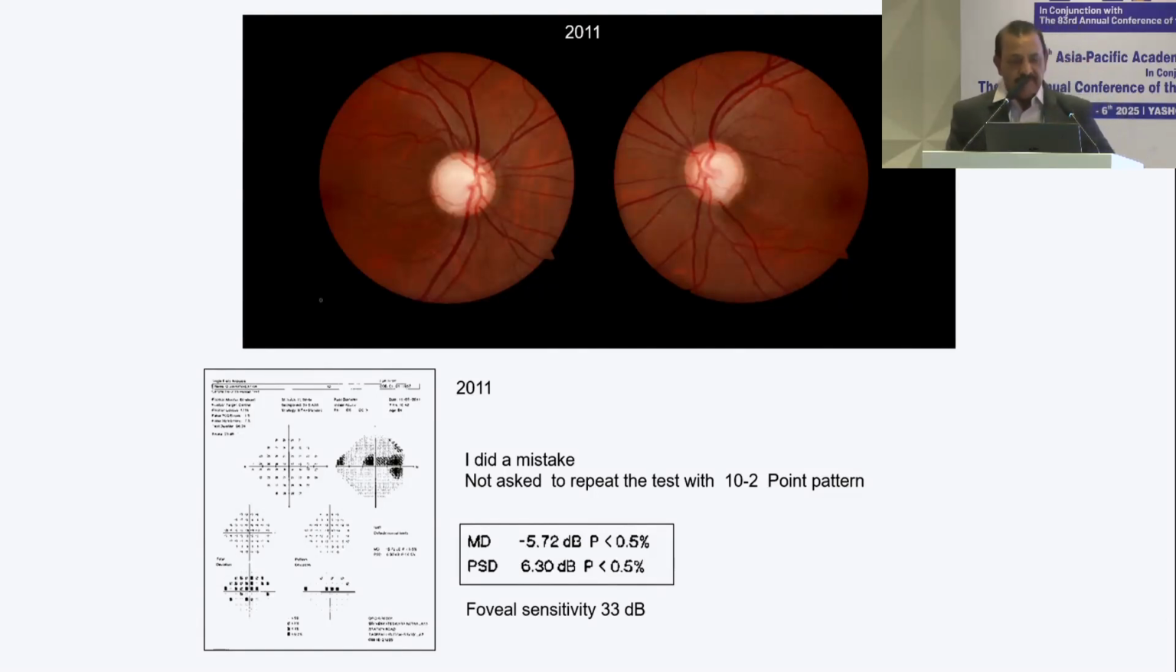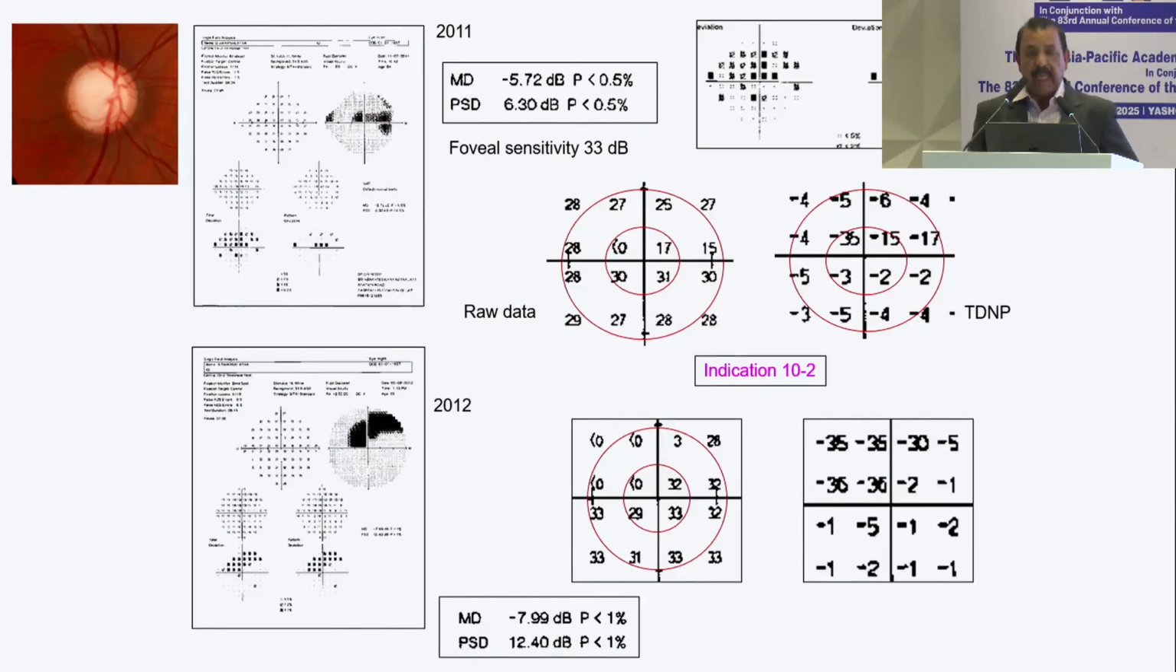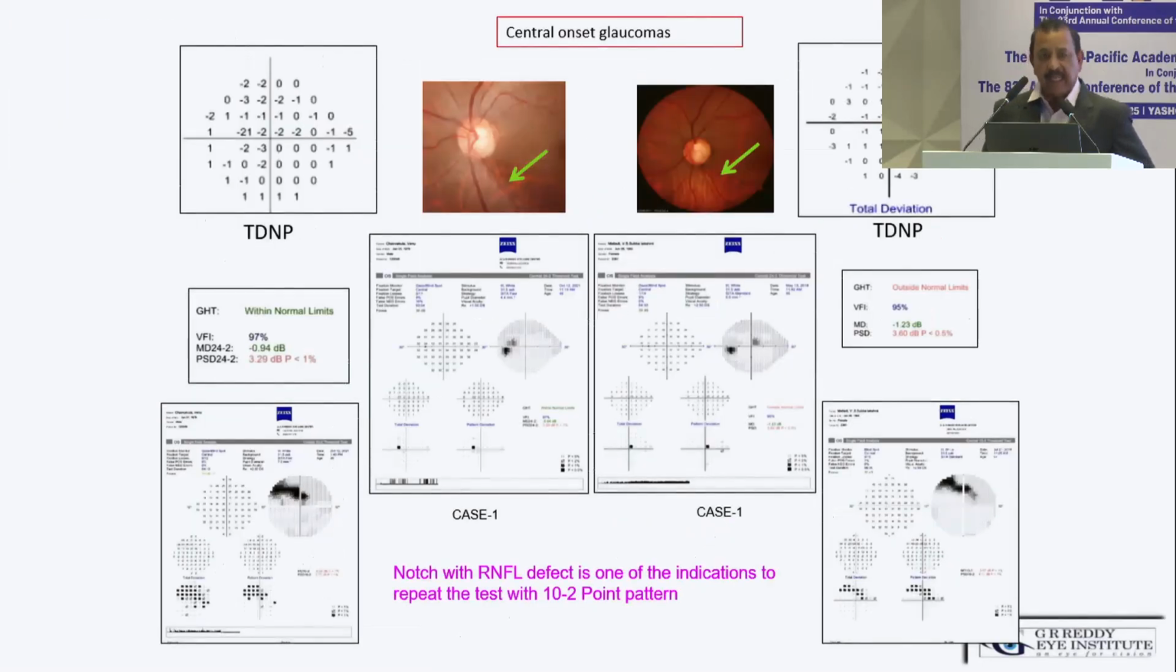In 2011, when this patient came with a mean deviation of -5, I took the patient lightly and started the treatment, and I did not test the 10-2. When the patient came in 2012, there was a notch, there was a nerve fiber layer defect, and there was an absolute scotoma at the 3-degree point. When I took the 10-2, there was a huge scotoma with a mean deviation of -7, more than the mean deviation of the 24-2. Then I realized glaucoma can start within 10 degrees.